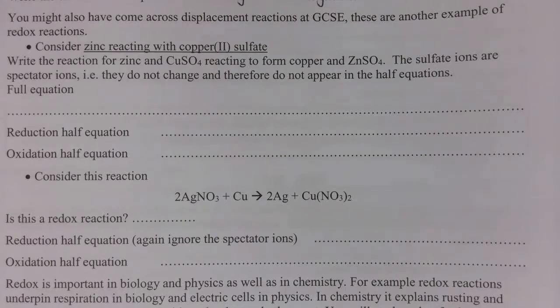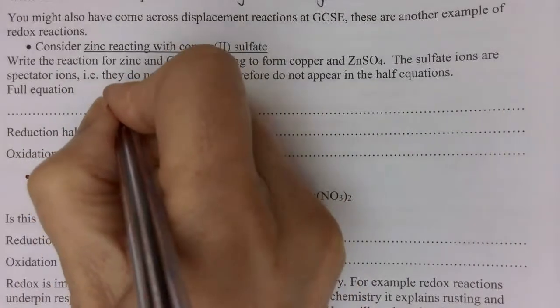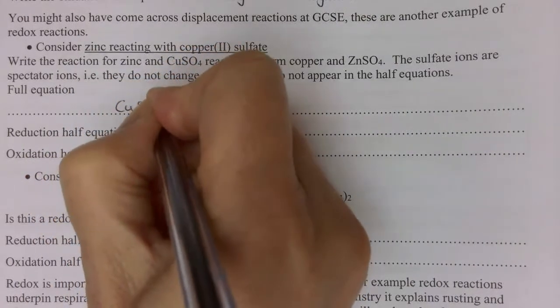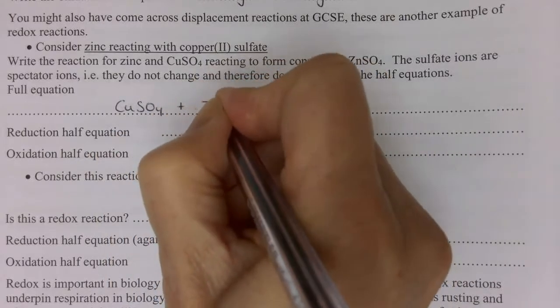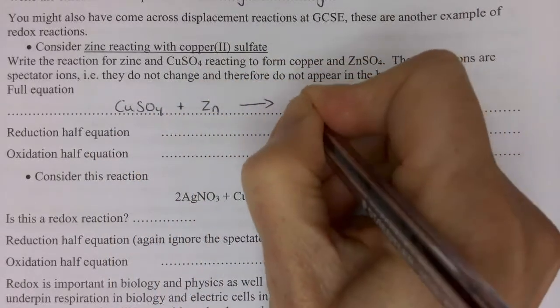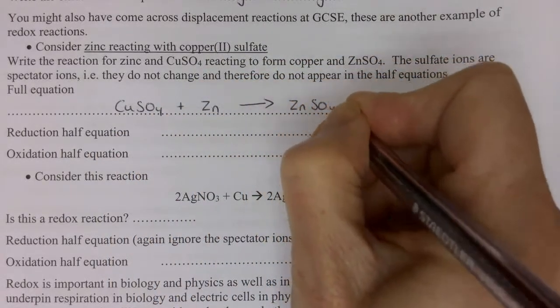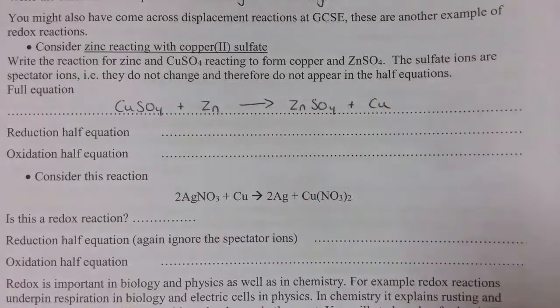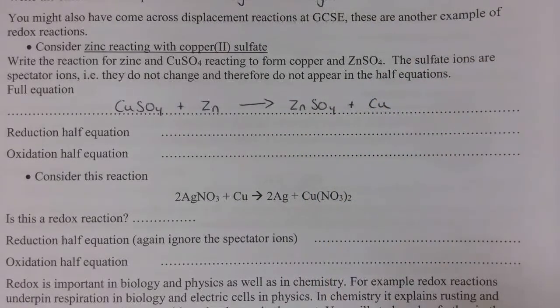Another reaction which you may be very familiar with from GCSE is the displacement reaction of zinc with copper sulfate. So again, we start with copper sulfate, CuSO4, and elemental zinc. They're reacting together to form zinc sulfate, ZnSO4, and elemental copper. Now, the SO4 is what we call a spectator ion. In other words, they don't take part in the reaction. Just as you would eliminate them in an ionic equation, you also eliminate them in half equations as well.